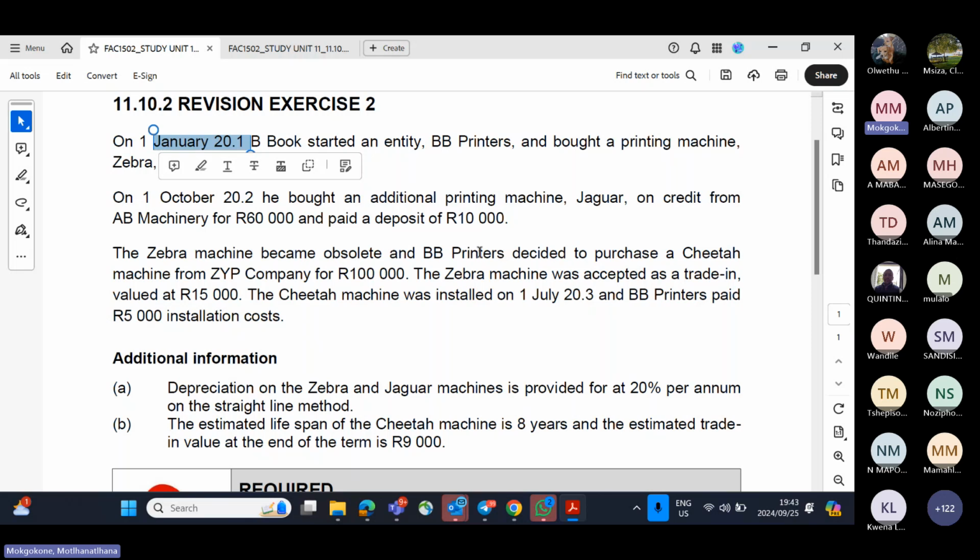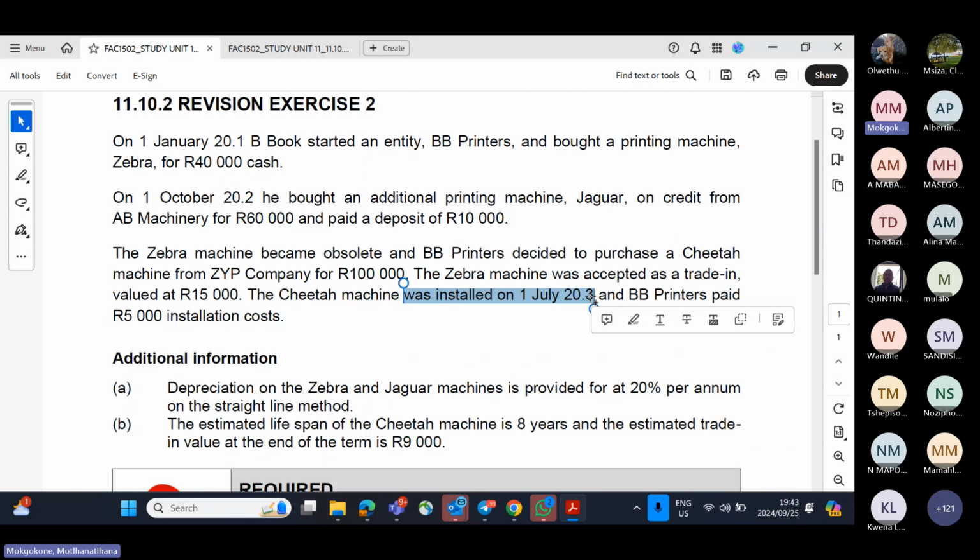and BP printers, our business, decided to purchase a cheetah machine from ZYB company for 100,000. We bought the machine for 100,000. This was the purchase price of the machine. Then they are saying the old machine was accepted as a trade-in value at 15,000. The cheetah machine was installed on 1st July 20.3 and BP printers paid 5,000 installation cost.